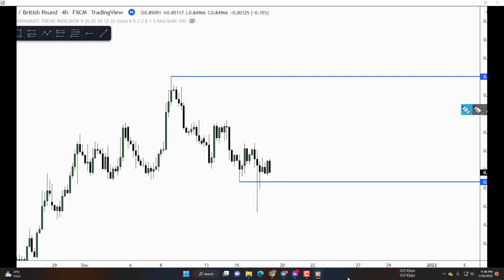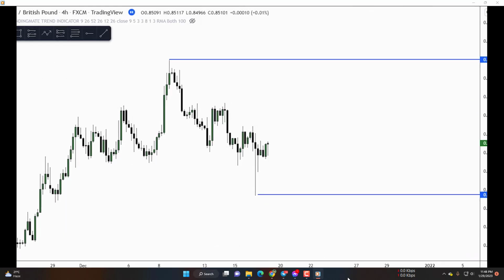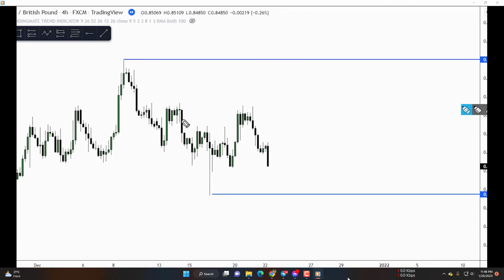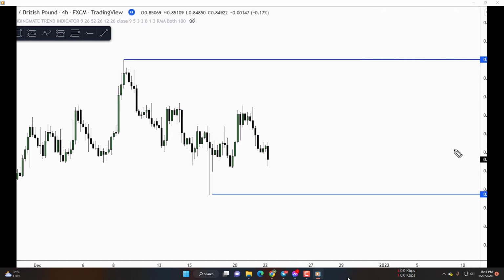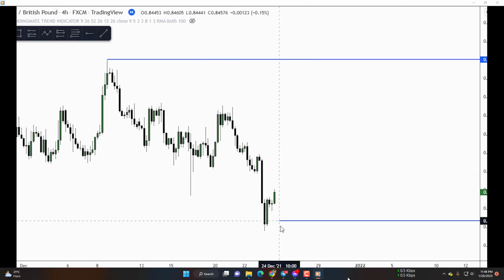Okay, so we got another weak rejection here. So I would move my low here and my high is still the same. And as you can see, the market is currently just ranging, and basically we will do nothing until we get the breakup structure by the body. Okay, so we got the breakup structure by the body here.